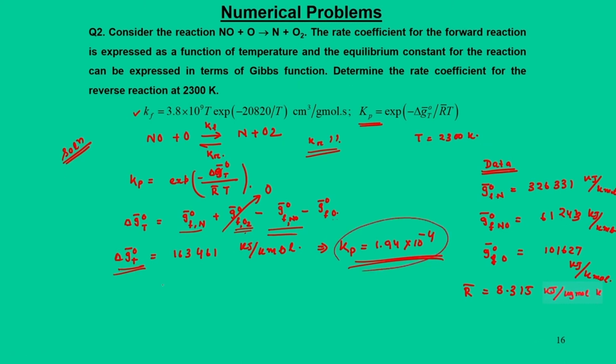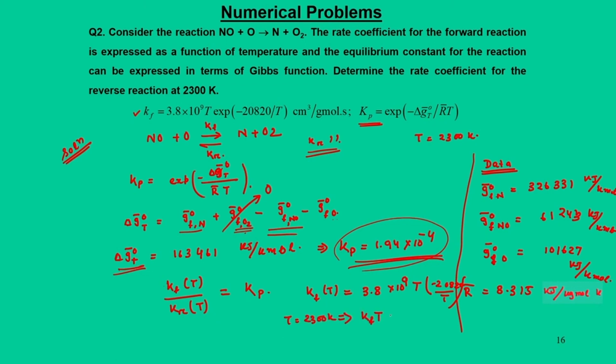So, once you have Kp, then we can recall that Kf forward by K reverse, which is a function of temperature, is nothing but Kp, and we are given the K forward reaction, which is a function of temperature, that is 3.8 into 10 to the power 9 T into exp of minus 20820 by T. So, at T is equal to 2300 Kelvin, this implies Kf is equal to 1.024 into 10 to the power 9 centimeter cube per gram mole second.